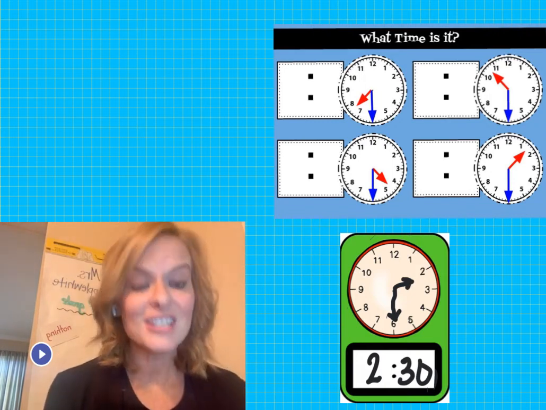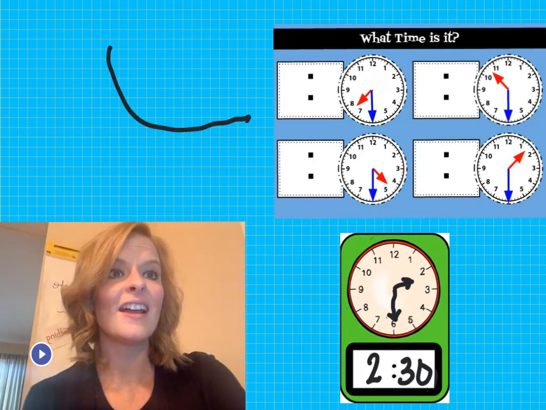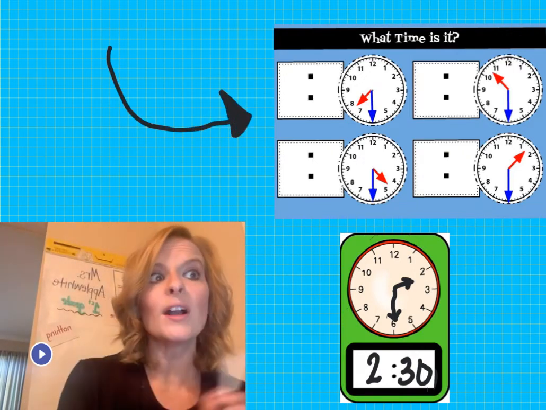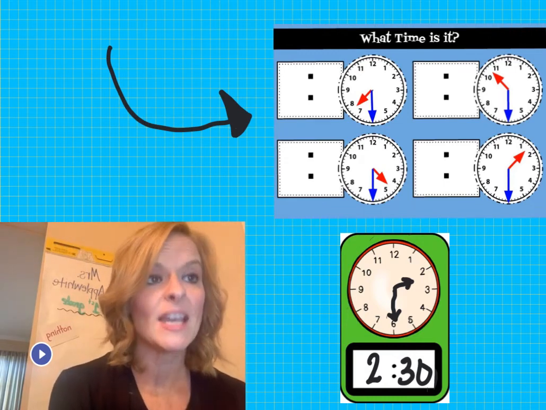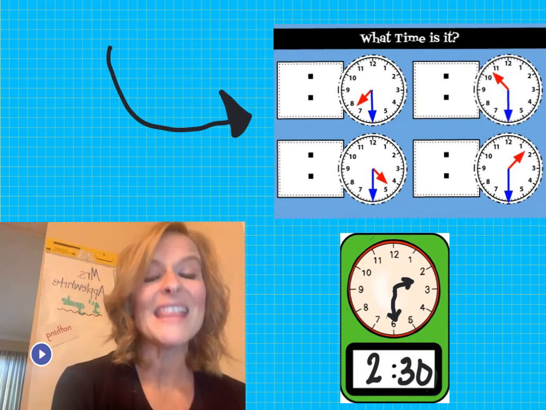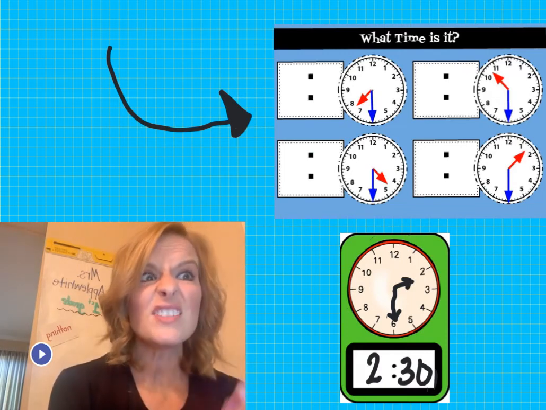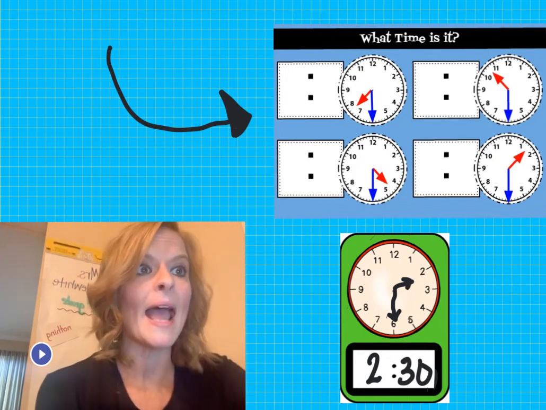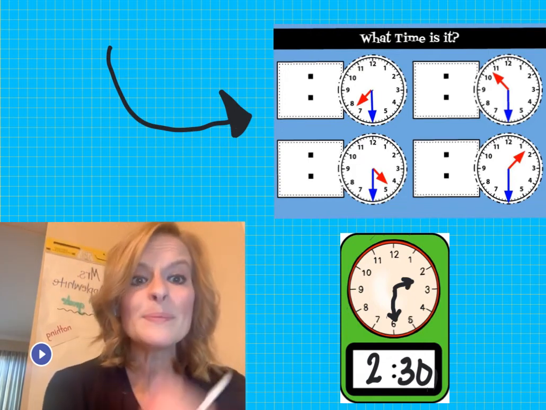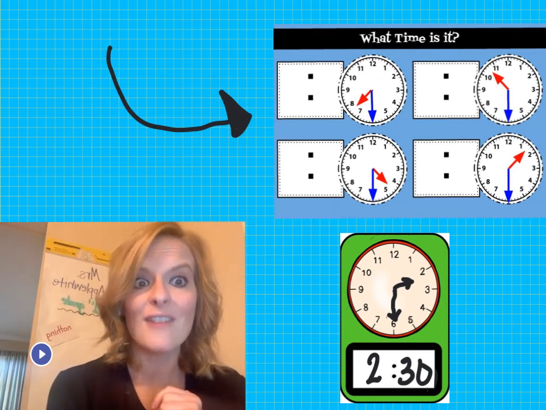So after watching this video, you're going to log into Seesaw, and you're going to find this sheet right here. And there are 4 clocks, and it says, what time is it? So you are just going to write the digital time from the analog clocks. So let's look. This blue hand represents my minutes. So it is pointing down at the 6, or half of the clock.